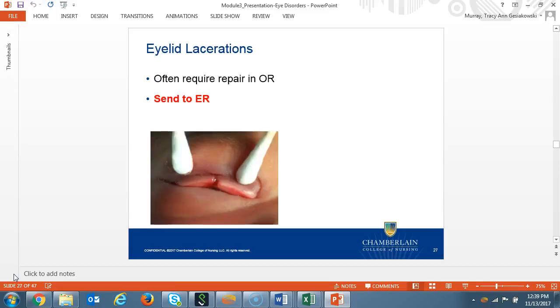First, we'll discuss eyelid lacerations. Though not a sight-threatening condition unless there's penetration of the eye itself, eyelid lacerations will require repair, and it's often done in the operating room by the ophthalmologist. If a patient presents with an eyelid laceration, put gauze over the eye and send them to the ER with a heads-up phone call so that the ophthalmologist can be notified.